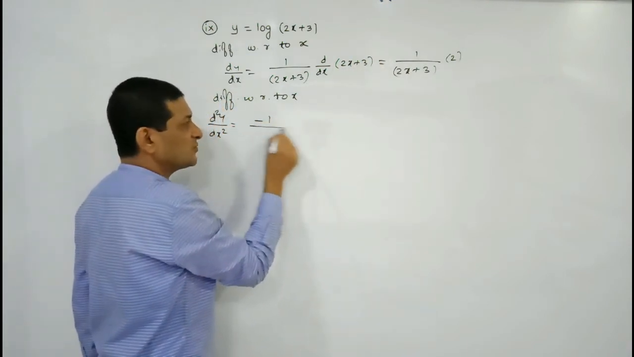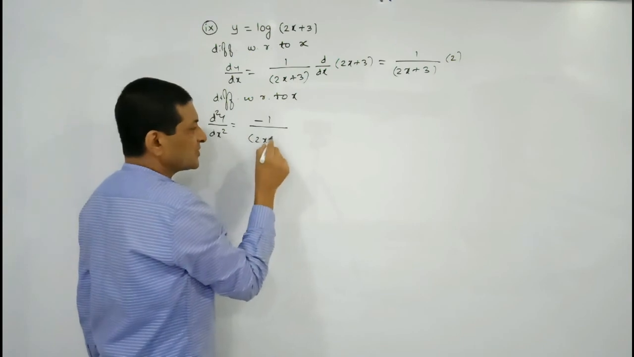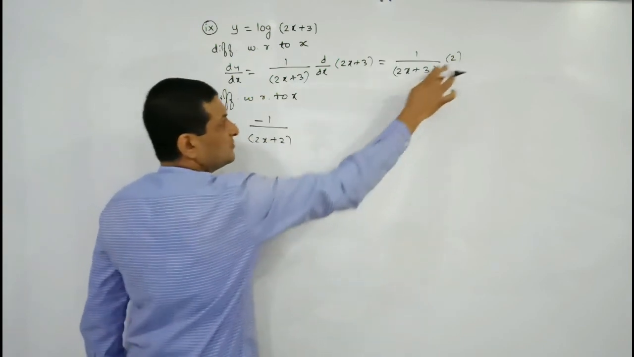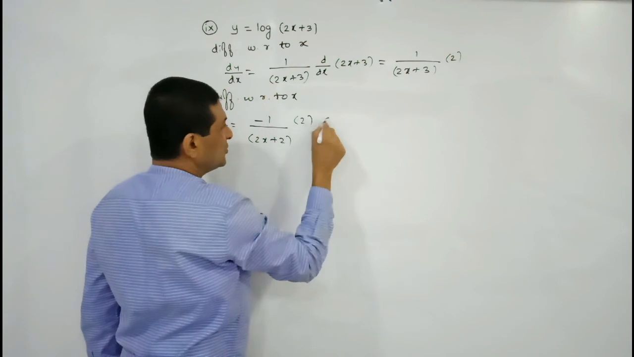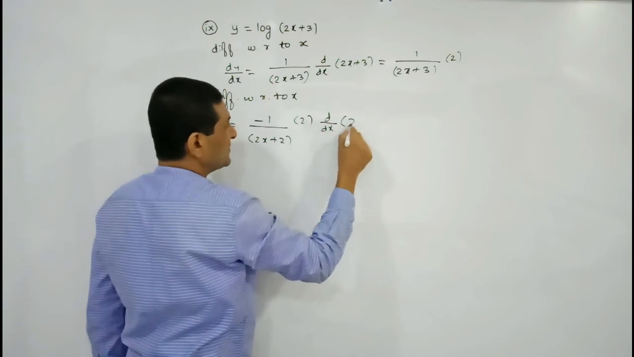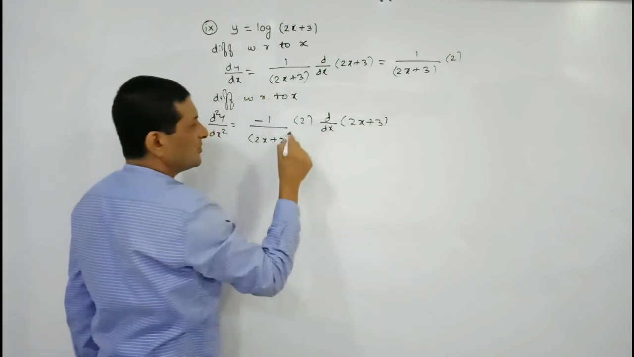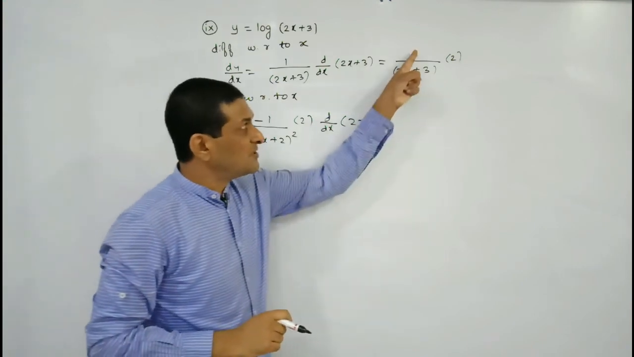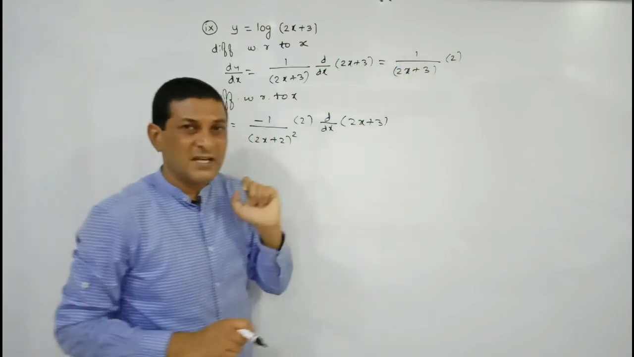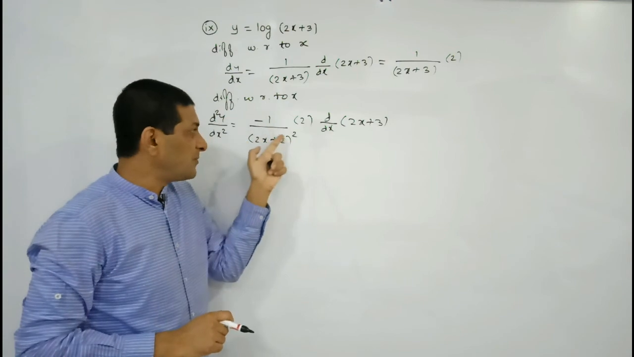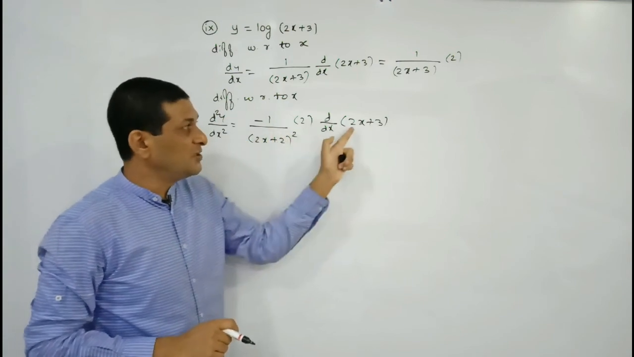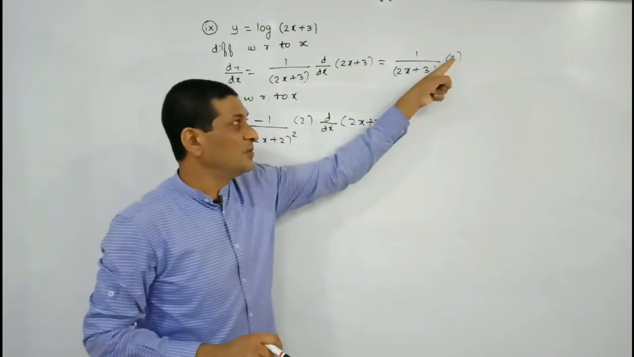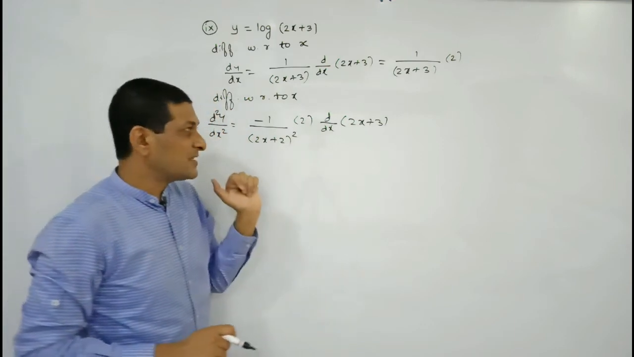That will be minus 1 upon square of f of x. Keep this 2 as it is, into derivative of f of x. What is f of x here? 2x plus 3. Again observe here, this function is in the form of 1 upon f of x. So its differentiation is minus 1 upon square of f of x into derivative of f of x. These two, keep it as it is, isn't it? Now let us simplify it.